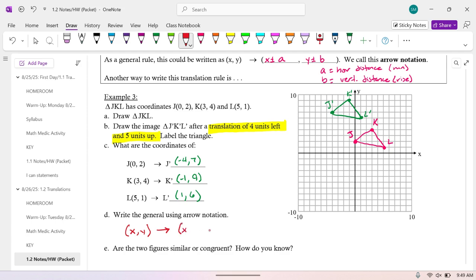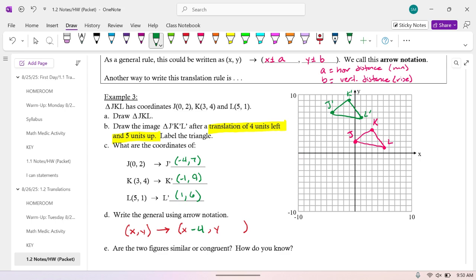Now, what would be our horizontal distance? How would I represent that with my x? Yes. Right, you do x minus 4. Why is it minus and not plus? Right, because we're going left, which means we're going down on the number line. So if we look at the x-axis, if we're going to the left, we're going down on that number line.